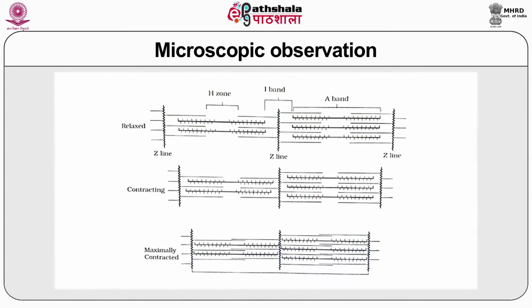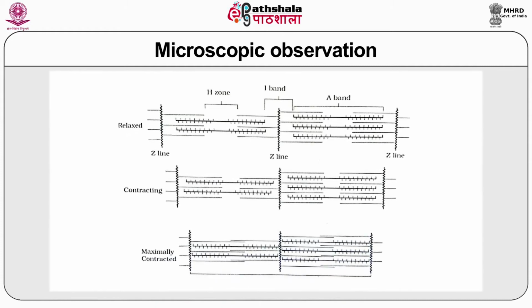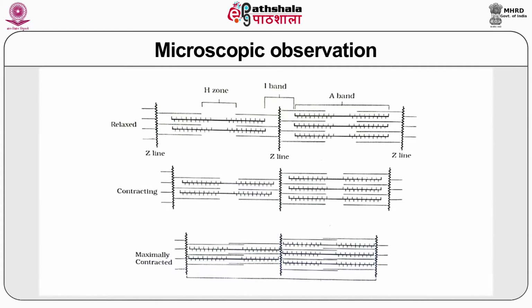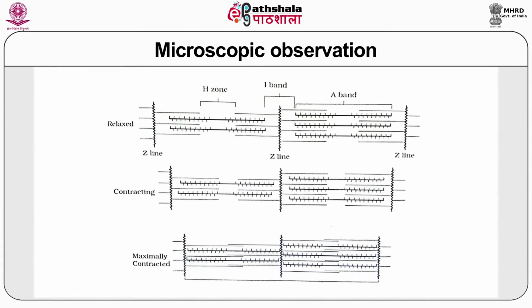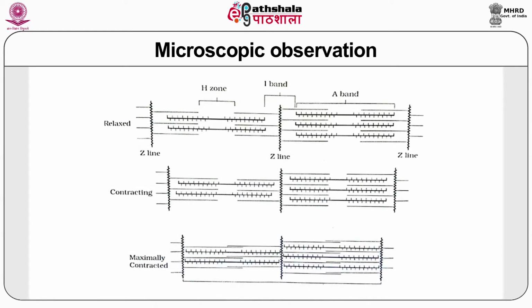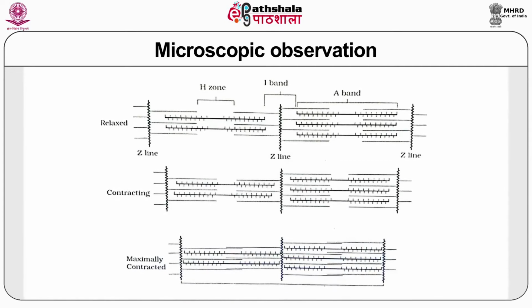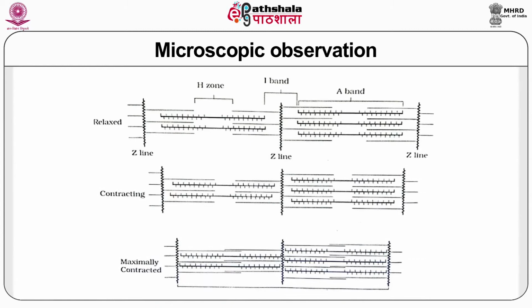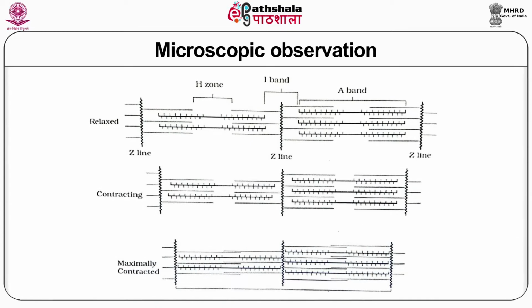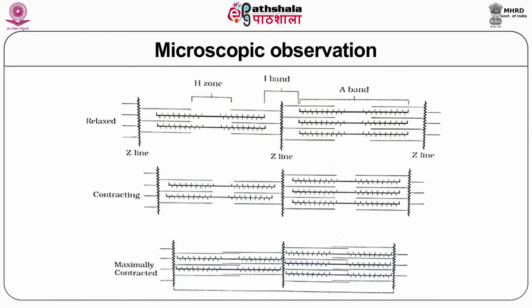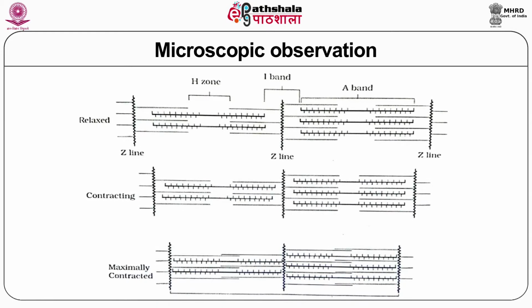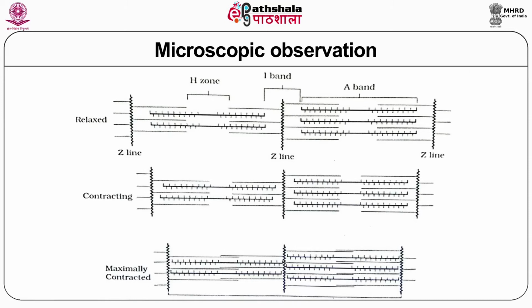The myofibril consists of repeated patterns of lines and bands, and the portion of the myofibril between two Z lines is called the sarcomere. Remember, the sarcomere is the contractile unit of the muscle. The I band lies immediately adjacent to the Z line. The A band lies in the center of the sarcomere and the H band is situated in the middle of the A band.